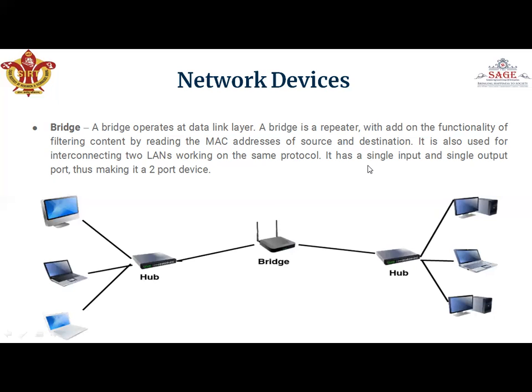It has a single input and single output port. As we have seen, it has one input port here and this one is the output port. Thus it makes a two port device. Means just like our repeater, a bridge is also a two port device, with an input port and an output port.